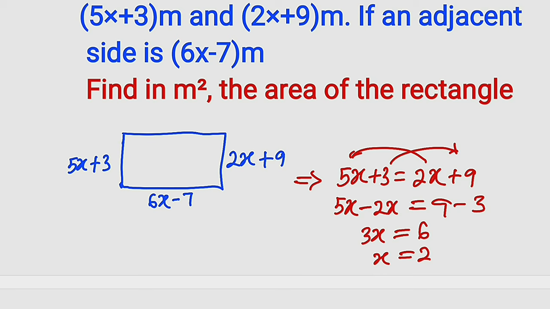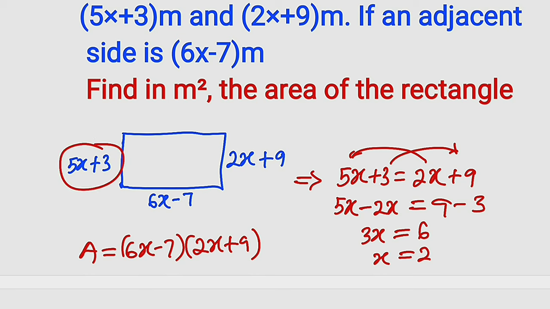And to find the area, remember it is what? Length multiplied by the width. And since these two are the same, you can take any one of them. So the area A will be equal to 6x minus 7, then multiplied by 2x plus 9. And you can also use this one because they have the same value. If you want to confirm, just substitute 2 into the opposite sides. This will give us 10 plus 3, which is 13. This will give us 4 plus 9, which is also 13. So they have the same value.